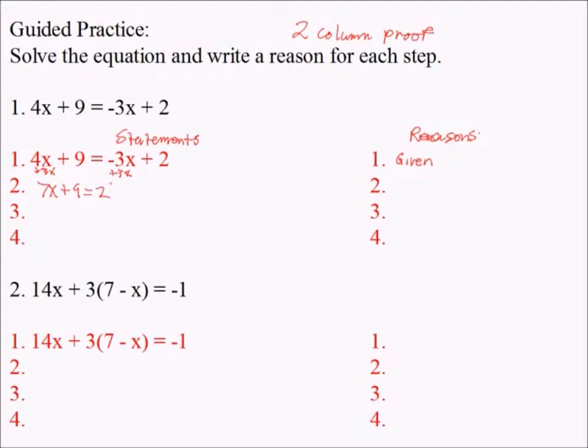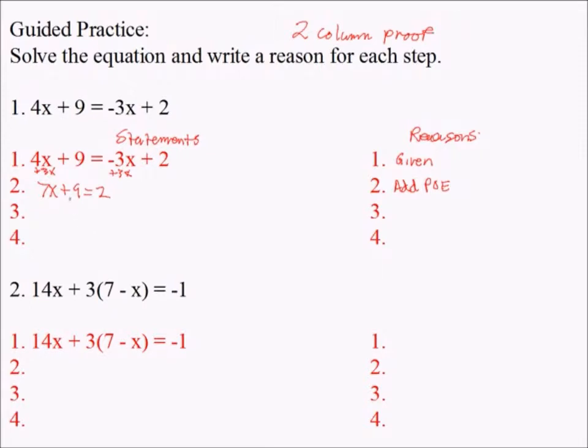And why were you able to do that? You need a reason for that. Well, you are able to do that because of the addition property of equality. What did I do? I had to add 3x over here and I had to add 3x over here. Property of equality means on both sides. So right here, your reason would be the addition property of equality.